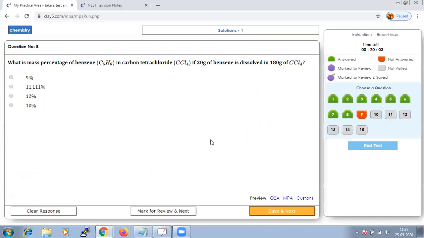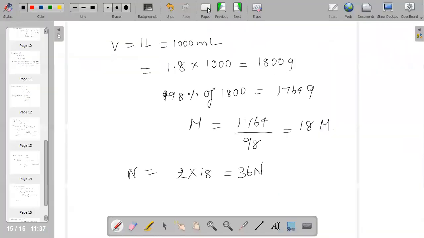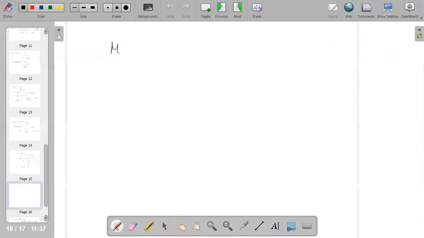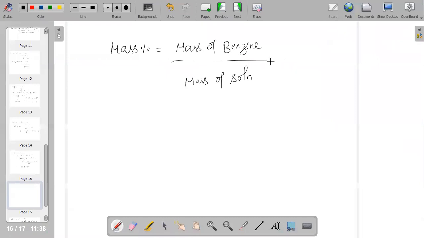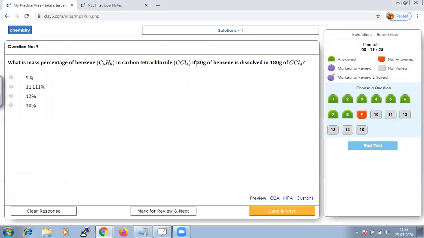What is the mass percentage? Here they have asked the mass percentage of benzene in carbon tetrachloride. We all know mass percent, and 20 gram of benzene is dissolved in 180 gram of CCl4. So mass percentage will be equal to mass of benzene divided by the mass of solution into 100. Mass of benzene they have given us is 20 gram, and 180 gram of CCl4.